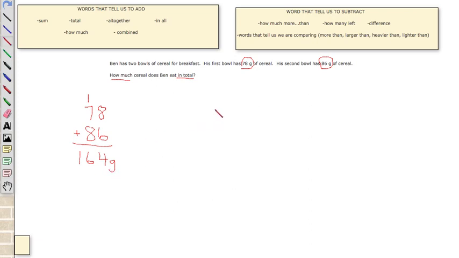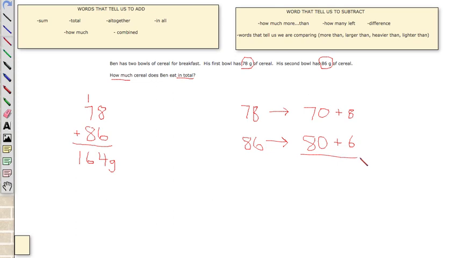Another adding strategy that I could do is I could take the 78. So there's the 78. And really, what is 78? Well, if I want to break it into its place values, I can say, well, 78 is the same as doing 70 plus 8. And 86, same thing. When I break it down, 86 is just 80, 8 tens, plus my 6 ones.